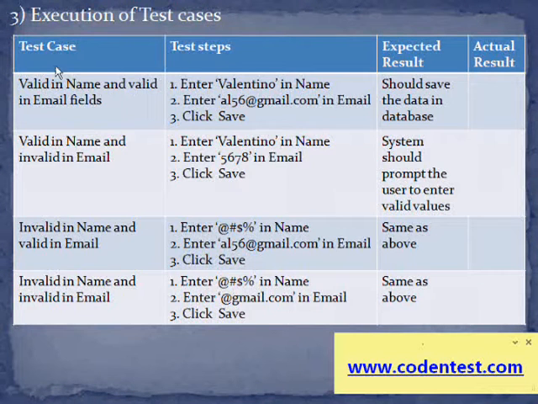Okay, the first test case is valid values in name and valid values in email fields. The test steps are: enter Valentino in name, enter al56@gmail.com in email, and click save button. The expected result is the system should save the data in the database. I hope this test case is very clear and understood.